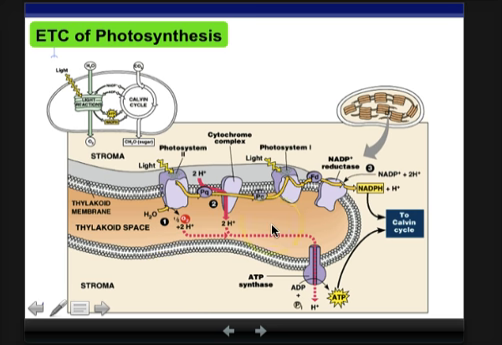So the proton gradient that's being set up here is the higher concentration of protons in the thylakoid space, leading to them wanting to move out into the stroma, and that's powering our ATP. Okay, we're going to go into this in more detail on the next slide.